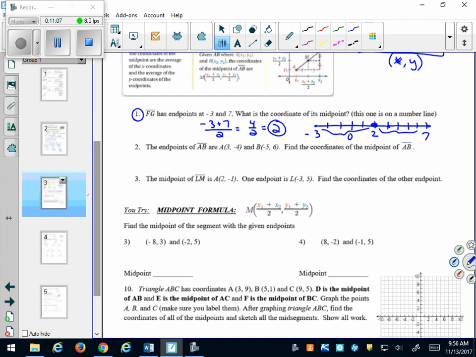So if we label our x1, y1 and x2, y2, we are just finding the average of the x's. So add the two x's together, divide by 2. Add the two y's together, divide by 2. You're going to get -2/2, comma, +2/2. So our final midpoint is -1, 1.